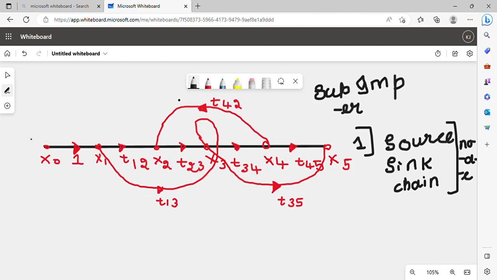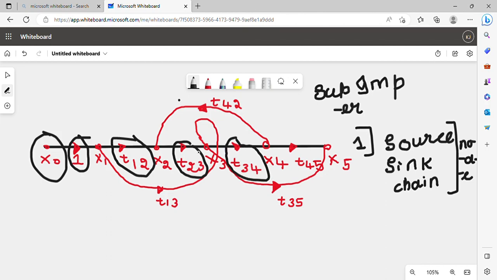Here my x naught is my source node. How can I say that x naught is my source node? I already told you that. These are all outgoing branches, and these are all incoming. For x naught, all the branches are outgoing. They are not entering x naught, they are leaving x naught. So I can tell that x naught is my source node.